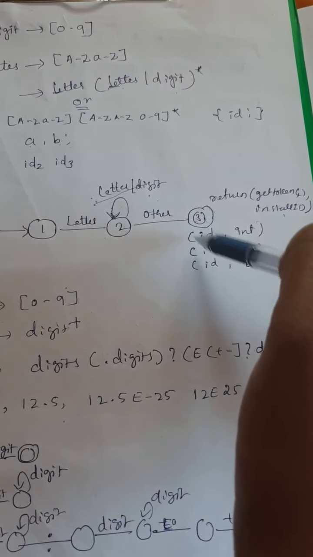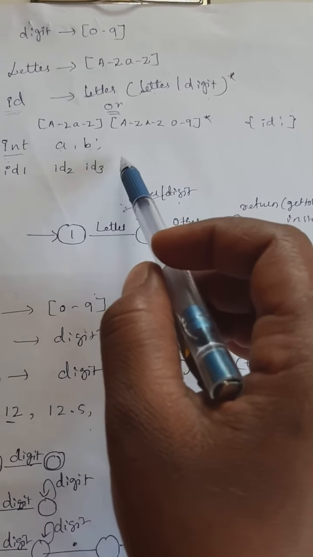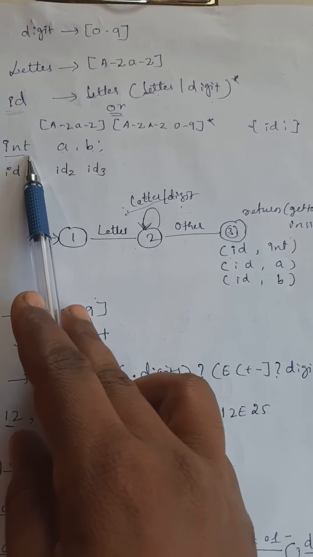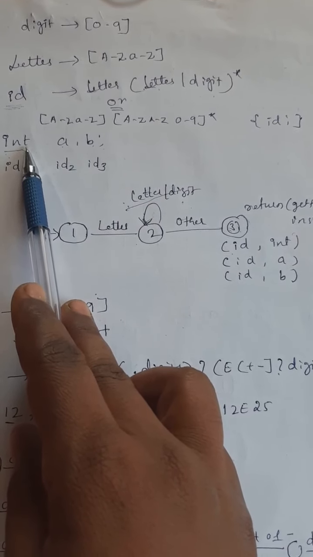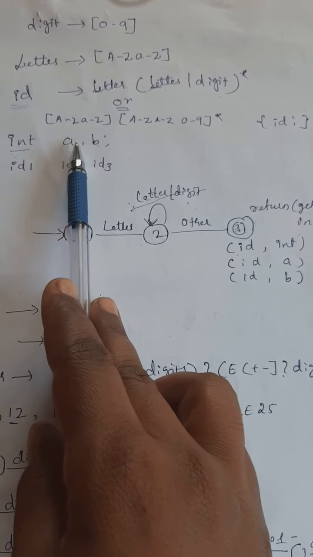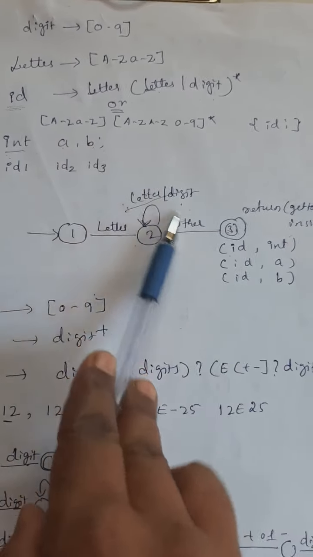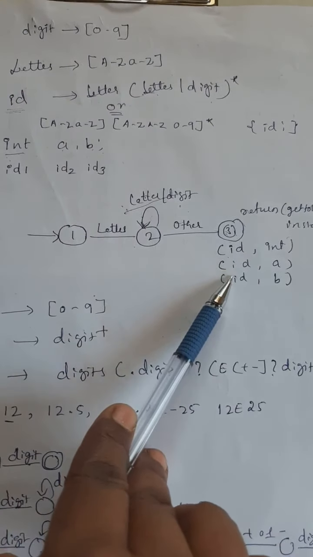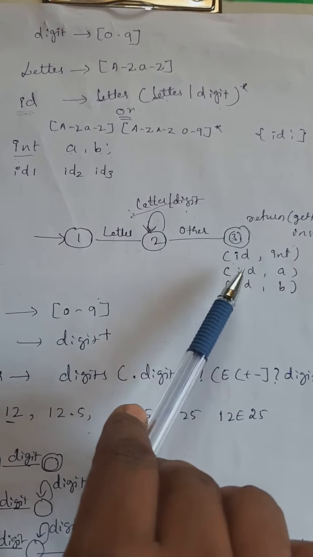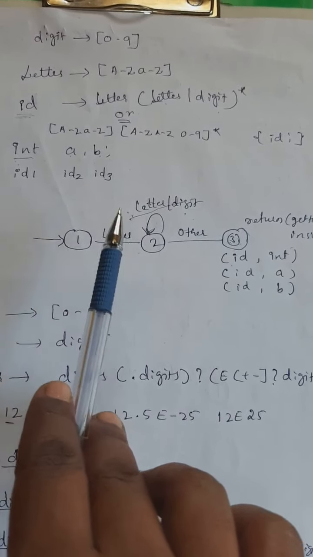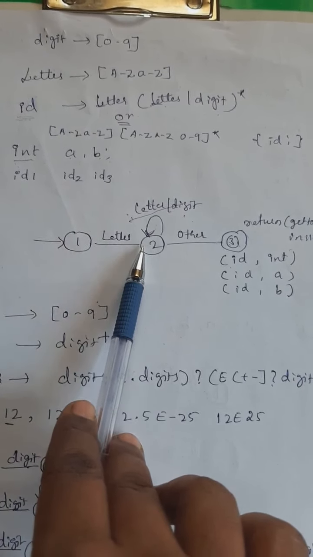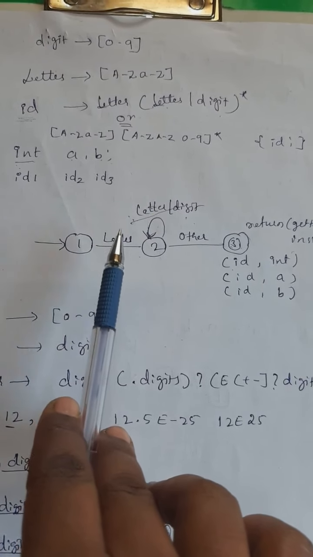So what is the token here for this int a comma b? Int is a token which is matching the pattern written for the identifier. For A, the token is ID. For B, the token is ID. So I had written here token name ID, ID, ID, and these are the attributes for that. The same thing is explained for other patterns also, like number and white spaces.